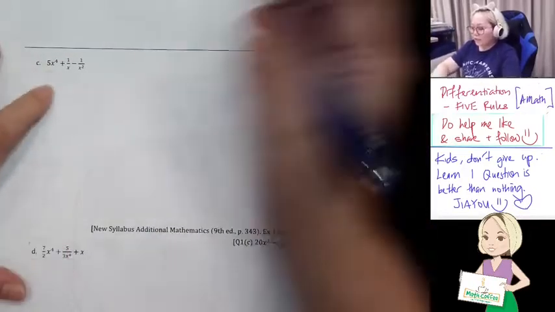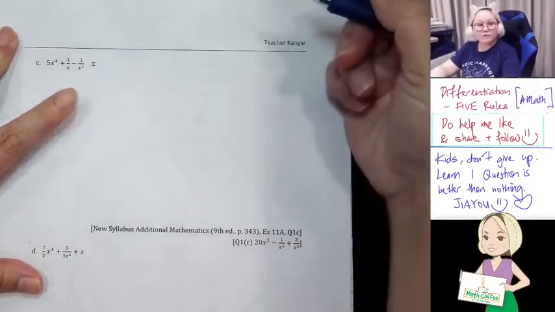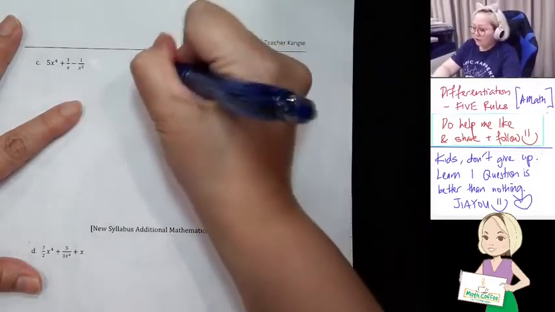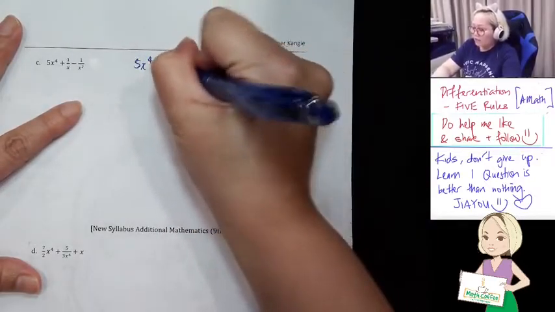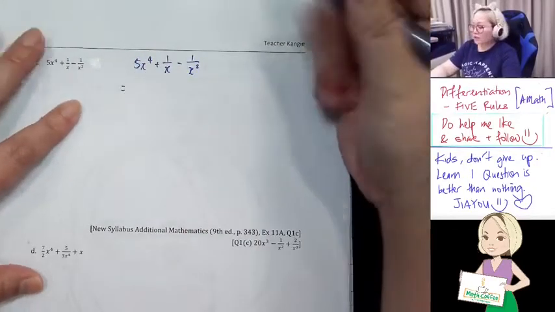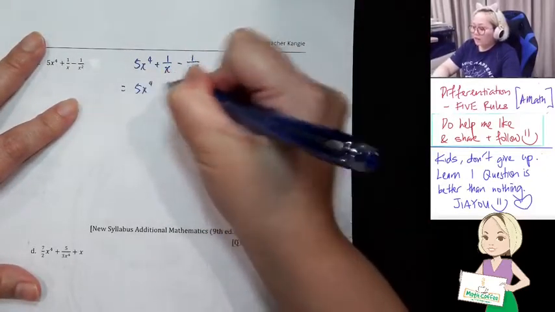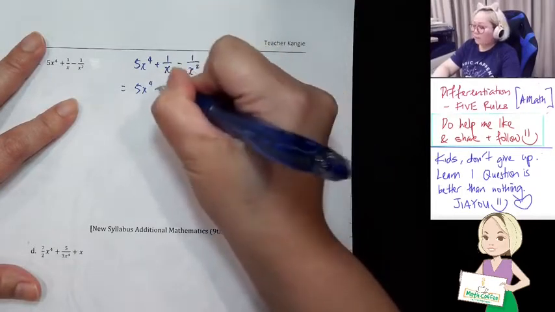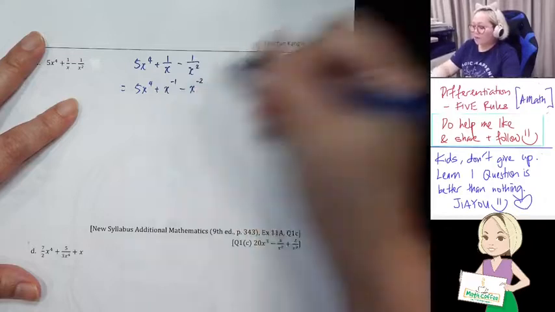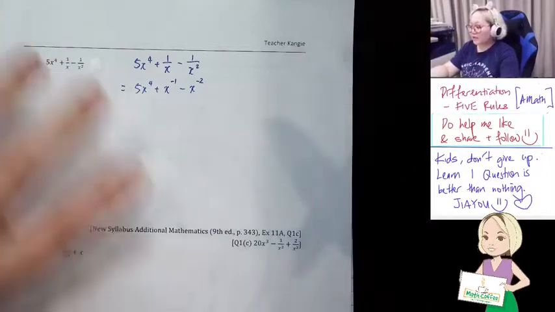Okay, so over here, I'm going to change this to a different expression first. Sorry, I think I should copy the question first. So let's write 5x^4 plus 1 over x minus 1 over x squared. What I need to do is change it to index form. So 5x^4 remains the same. This x I'm going to bring it up, so it becomes plus x to the power of negative 1. So minus x to the power of negative 2. You need to change it to this index form for easier differentiation.